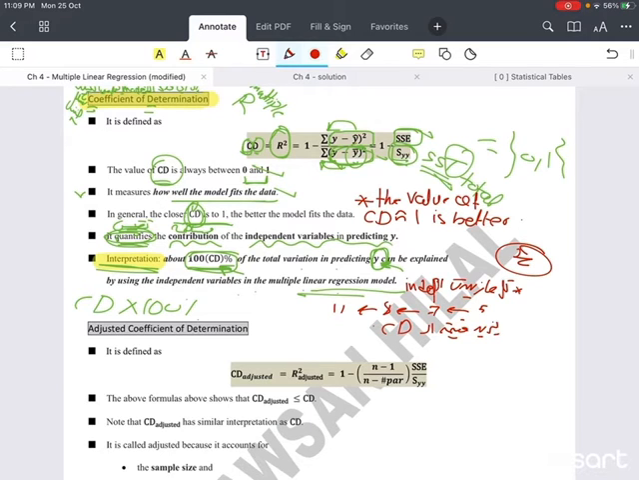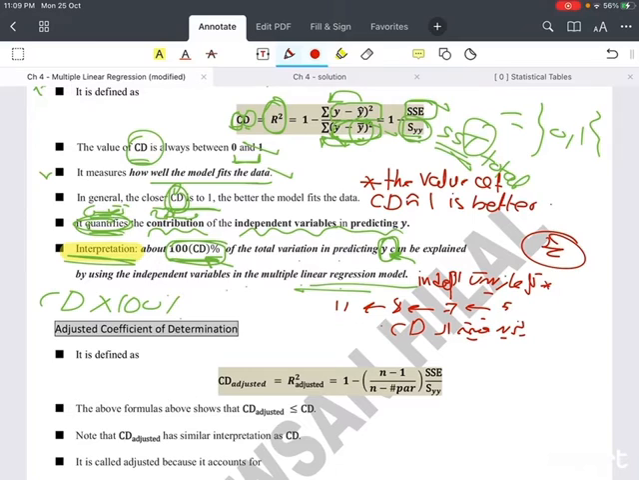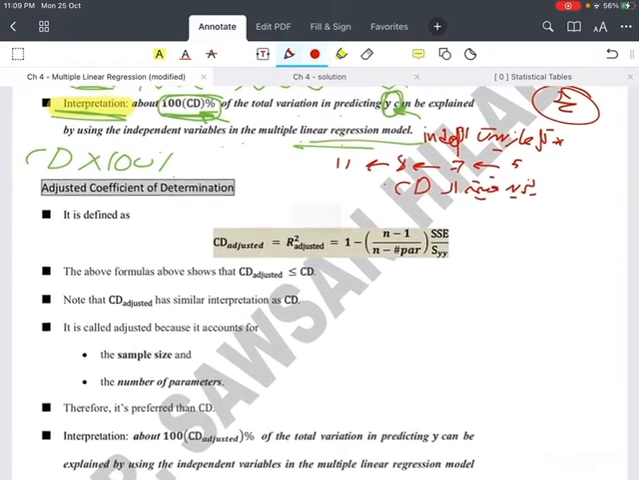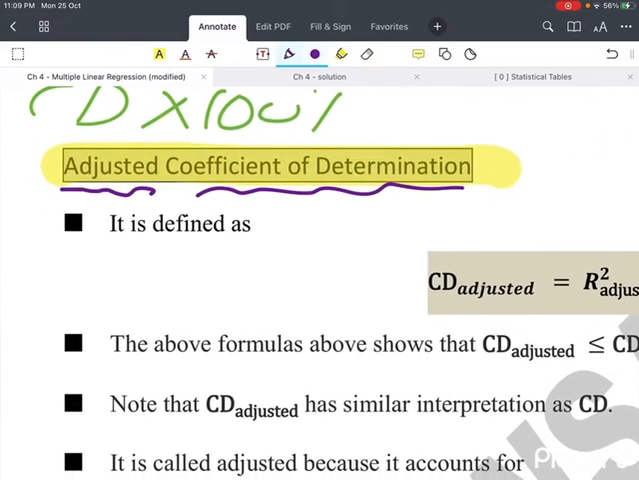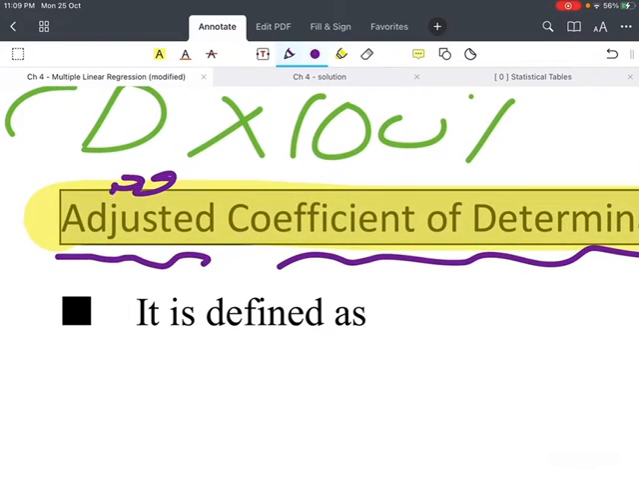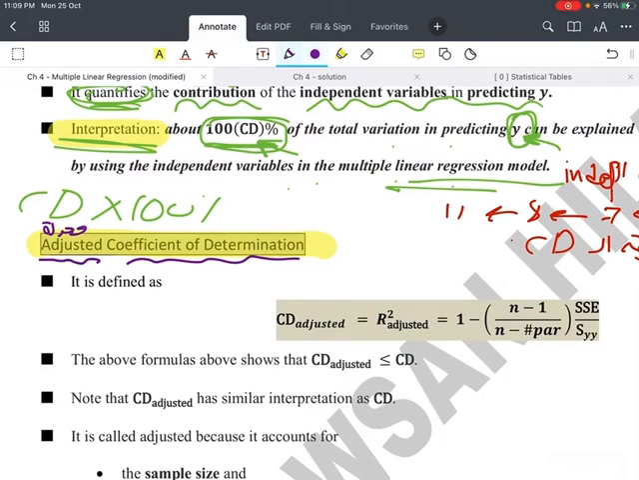So we have a problem with the CD or with the R squared in multiple linear regression. So we will define something called adjusted coefficient of determination. The coefficient of determination معدلة. Okay, so we'll define something called adjusted coefficient of determination. ما معناه إن ال coefficient of determination كان فيها مشكلة فرحت عدلتها.